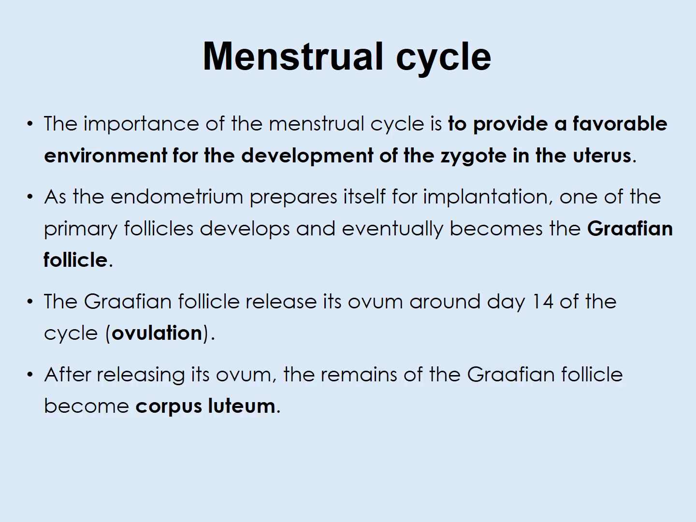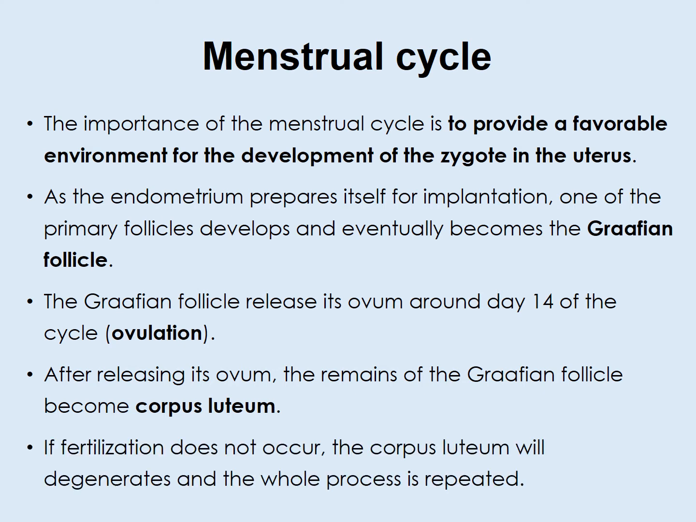After releasing its ovum, the remains of the Graafian follicle will become a yellowish body called the corpus luteum. If fertilization does not occur, the corpus luteum eventually degenerates and the whole process is repeated.